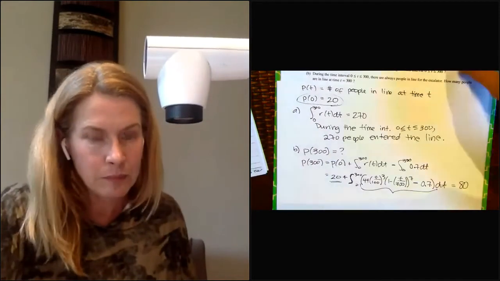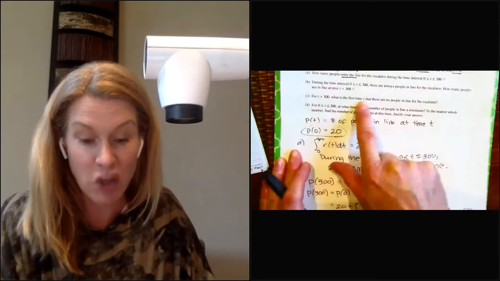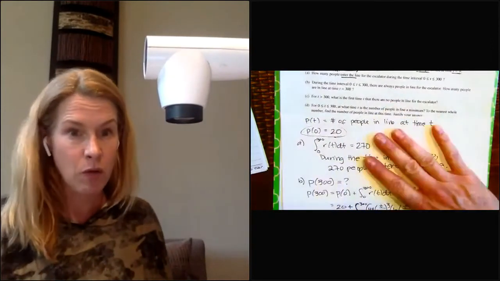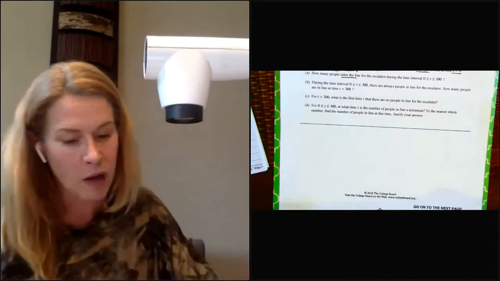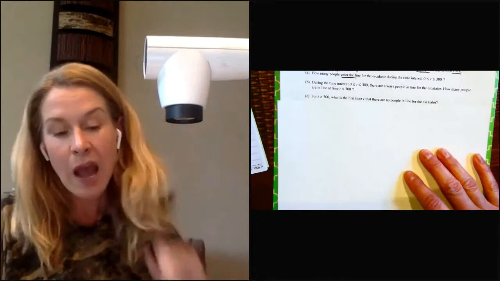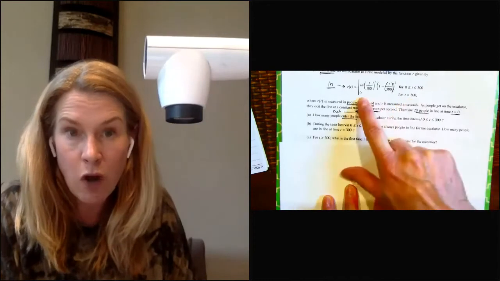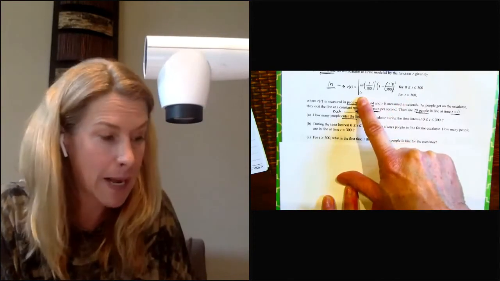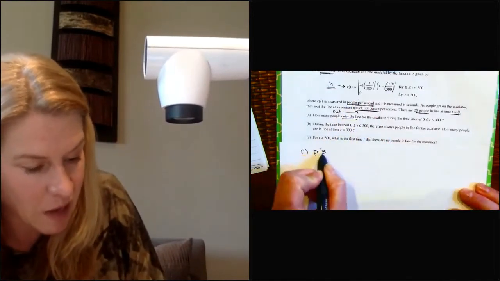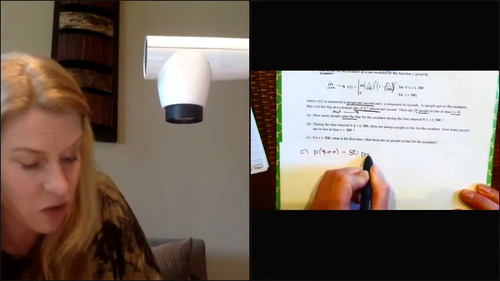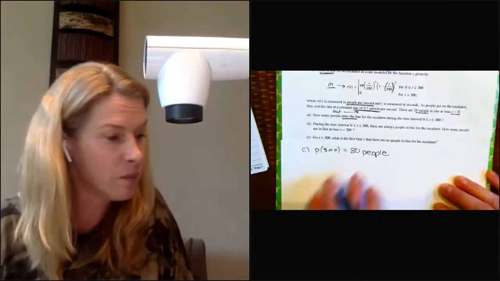Alrighty, part C says for time greater than 300, what's the first time that there's no people in line for the escalator? So I'm going to move this aside, get a fresh page. For time greater than 300, when's the first time there's no people in line? And what you'll notice is, for t greater than 300, our rate in now is 0. So what we know for part C is that the number of people at time 300 is 80, because we just figured that out in part B, and we're now going to use that in part C. This is like a new initial condition.